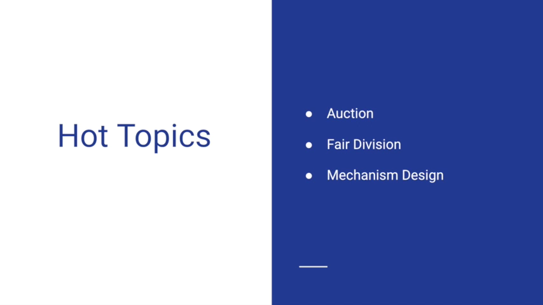So here I'm going to introduce some hot topics in the field of game theory. The first one is auction, as we described before. The second one is fair division, which I'm going to give you a simple example for. And the third one is mechanism design.